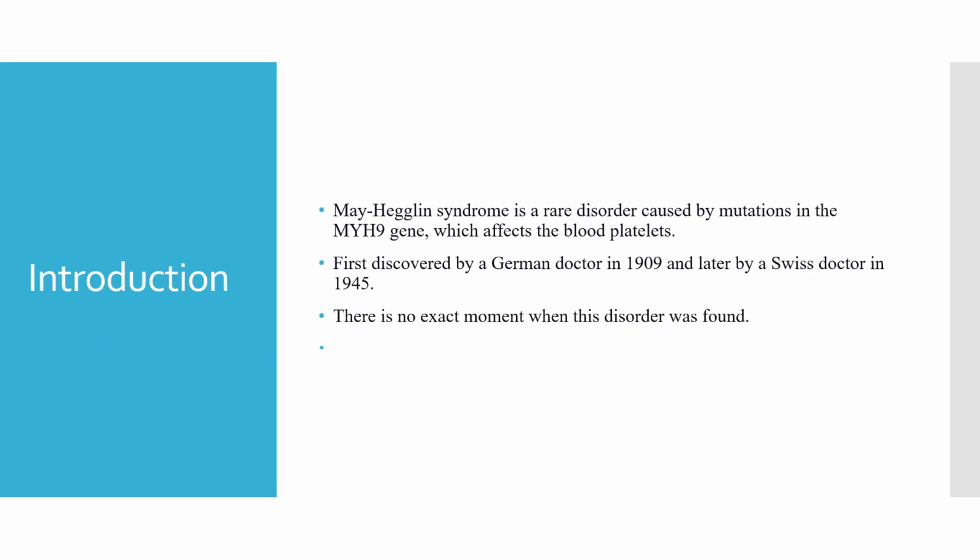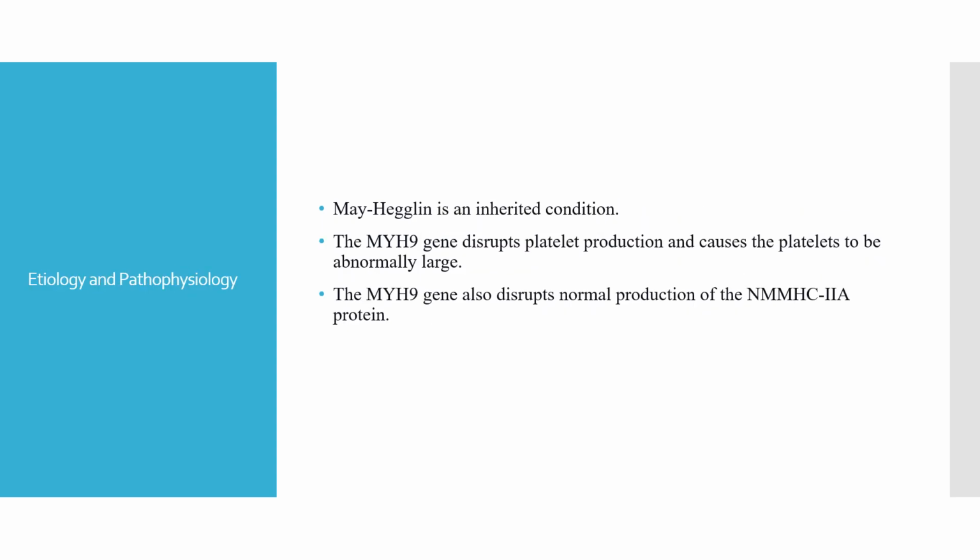What is May-Hegglin anomaly? This is a rare disorder that is caused by mutations in the MYH9 gene, and this affects blood platelets. This disorder was first discovered by a German doctor in 1909 and later by a Swiss doctor in 1945. There is no exact moment when this disorder was found. This disease is an inherited condition.